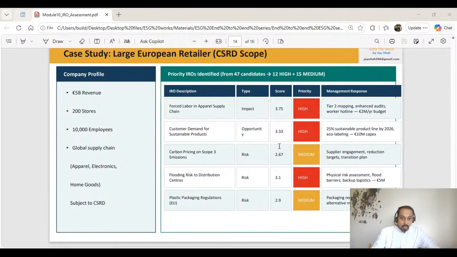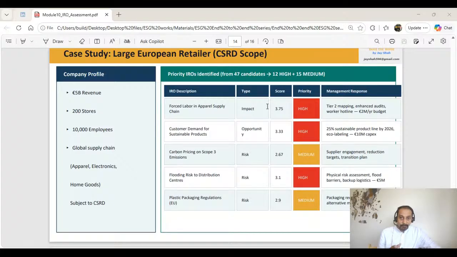After applying all these assessment criteria, scoring each potential IRO on the relevant dimensions, they narrowed down to 12 high-priority IROs and 15 medium-priority IROs requiring disclosure. The remaining 20 items were documented and set aside pending monitoring. So you can see the overall company profile, IRO descriptions, and the overall high, medium, and low level IRO requirements. Let me walk you through the table on these slides.